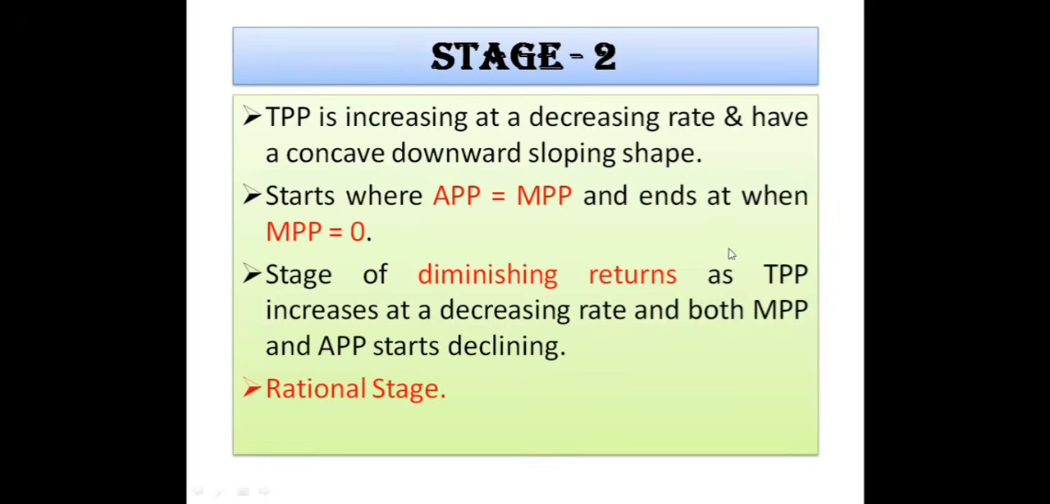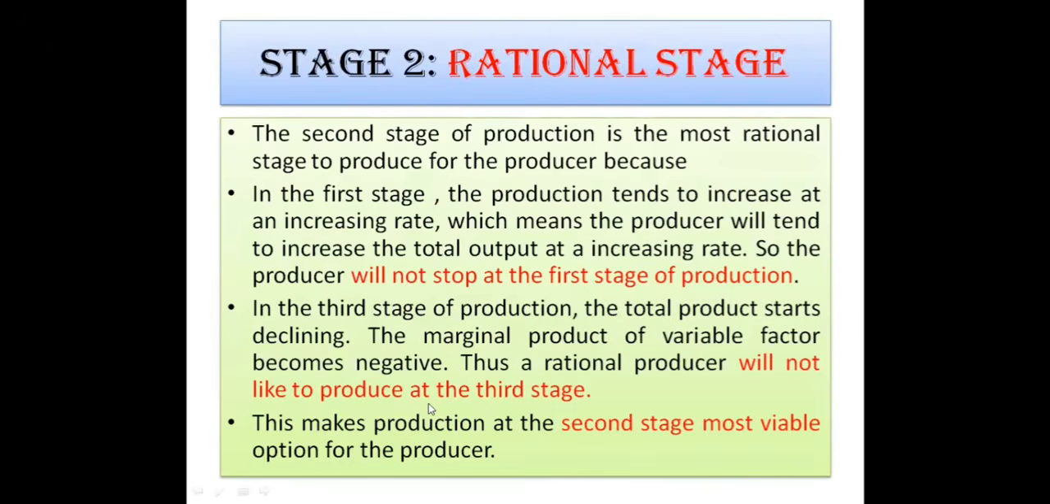See, that's why it is called diminishing return, because TPP is increasing but at a decreasing rate. And apart from TPP, MPP and APP are both declining. So it is quite obvious that stage 2 is a stage of diminishing returns. That's why it is called a rational stage. Why is stage 2 a rational stage? I will come to this a little later.